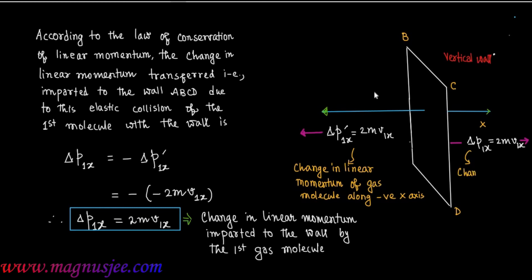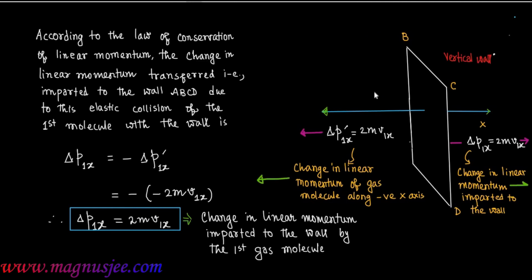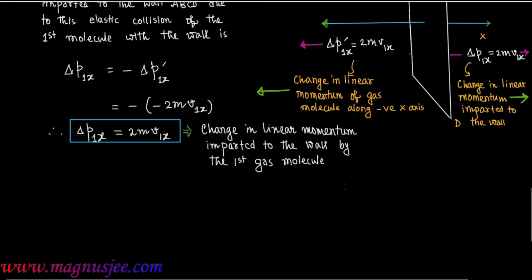and delta p1x is the change in linear momentum transferred or imparted to this vertical wall ABCD by the first gas molecule. Change in linear momentum of the gas molecule occurs along the negative x-axis, and change in linear momentum which is imparted to the wall will be along the positive x-axis.